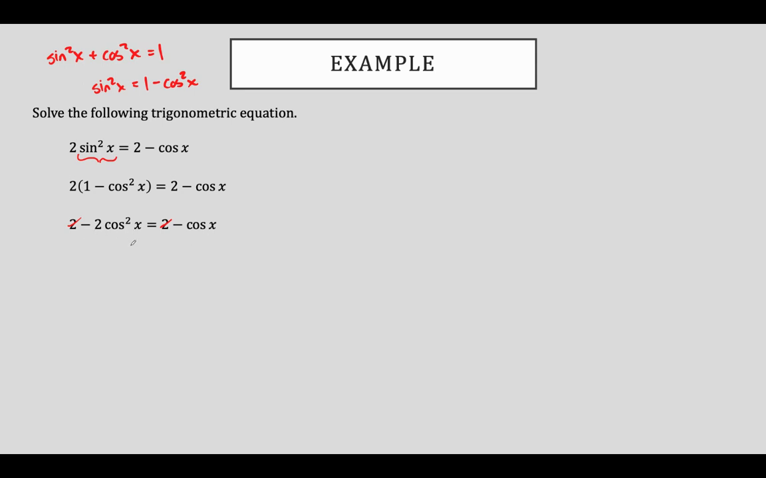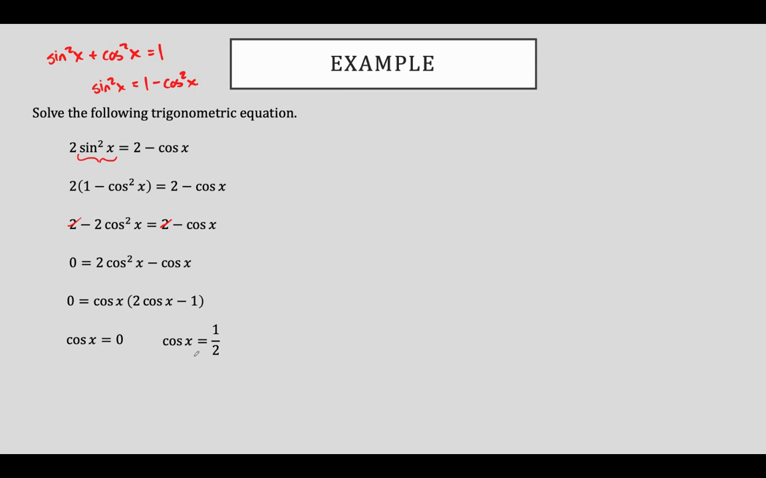So let's add 2 cosine squared x to both sides. That leaves me with 0 is equal to 2 cosine squared x minus cosine x. And now we can factor out our greatest common factor of cosine x. 0 is equal to cosine x times 2 cosine x minus 1. And setting each of these factors equal to 0 and isolating our trig function gives us cosine x is equal to 0, and the next factor gives us cosine x is equal to 1/2.